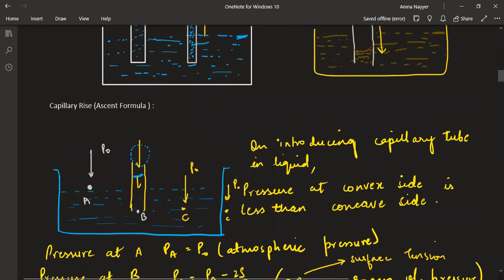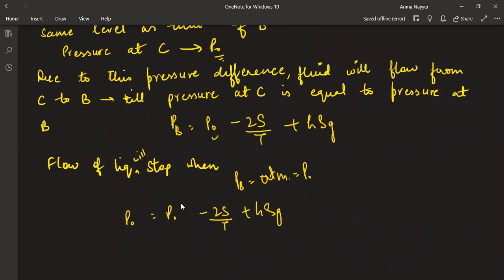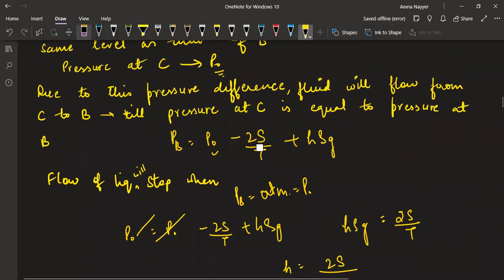So it means if we equate P naught minus 2S by r plus H rho G, this gets cancelled. You get H rho G equal to 2S by r. So from here, the value of h is 2S by r rho g.